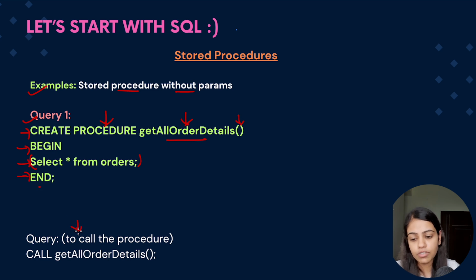And then to call the procedure, we will use this call, and then we'll provide the procedure name followed by the termination. So in this way we can call the procedure, and in this way we can create a procedure. So let's see from the MySQL Workbench.